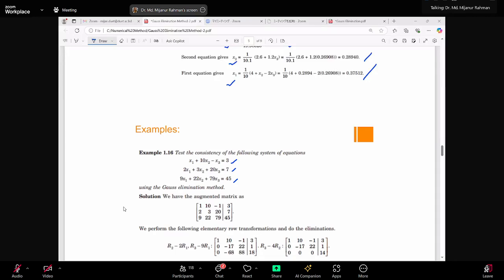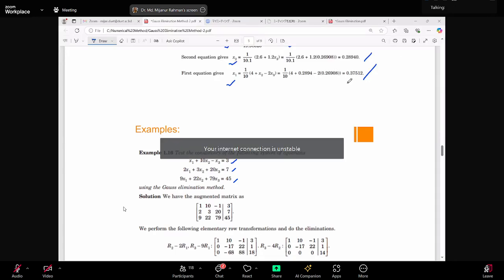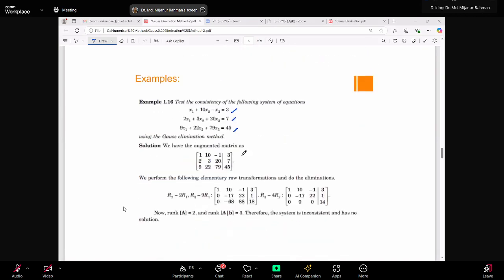So again, if you would like to practice this problem, also how the Gauss elimination method is going on, how to apply this technique to solve the problem, you can again check. This is the augmented matrix. We can very easily write this matrix form.